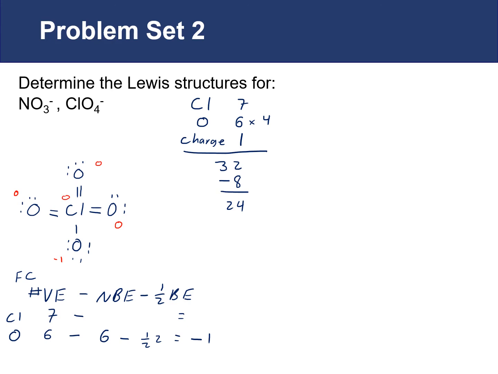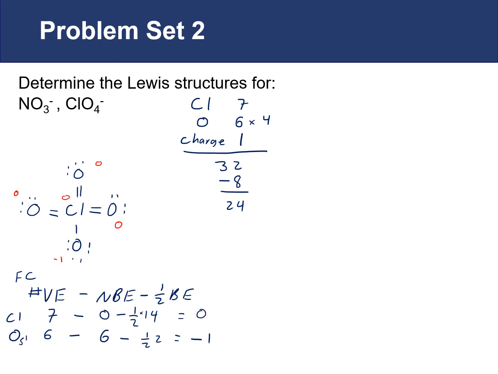So for our chlorine, we have 7 valence electrons minus the non-bonding electrons, which are 0. In terms of the bonding electrons, 1/2 of our bonding electrons, we have 3 double bonds for a total of 6, plus an additional single bond for a total of 7 bonds. Each bond has 2 electrons, so that's 14 electrons total. So 7 minus 1/2 of 14 is 0.